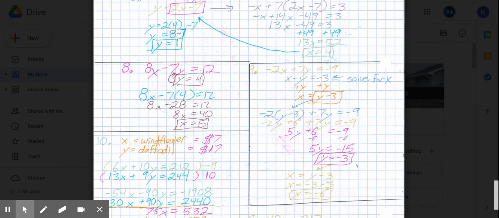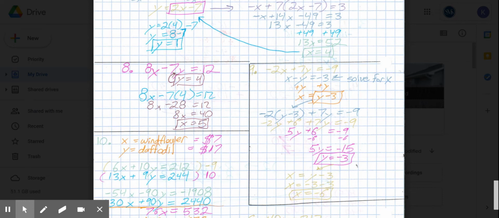With 8, they already told us what y equals. Y equals 4. So half of our work is done for us. So we can just take that info, y equals 4, and put the 4 in for y in the other equation. So it'd be 8x minus 7 times 4 equals 12. 8x minus 28 equals 12. So add the 28 to each side. 8x equals 40. Divide it by 8, and x equals 5. So our answer there would be 5, 4. Remember x before y.